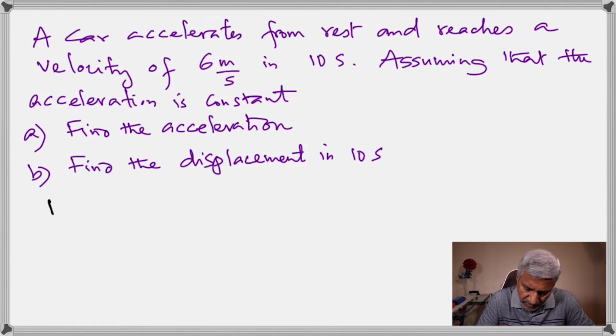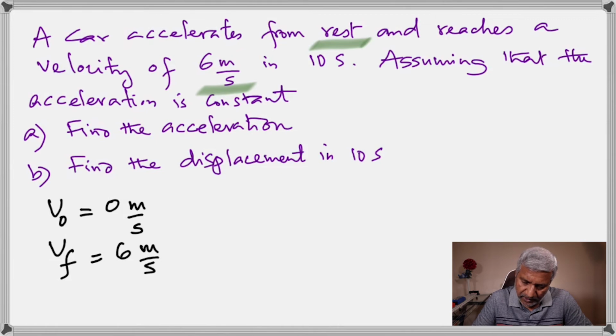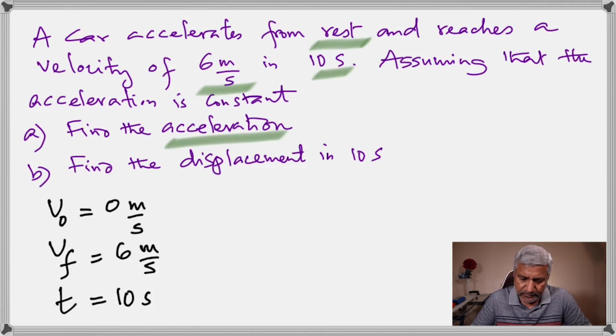What's given? Initial velocity, 0 meters per second. How do we know? Because it says started from rest. Second, final velocity. Because it says it reaches a velocity of, that's the final velocity, 6 meters per second. Time is given as 10 seconds. What are you asked to find? The acceleration. Therefore, you write a question mark.